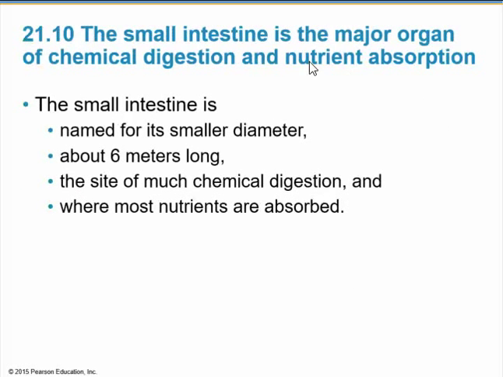Now, the small intestine is named for its diameter, not its length. It's actually longer than the large intestine, but the large intestine has a larger diameter. And the acidic chyme moves into the small intestine. It's neutralized by bicarbonate secreted by the pancreas. And then other enzymes complete the chemical digestion. And then the nutrients are absorbed.